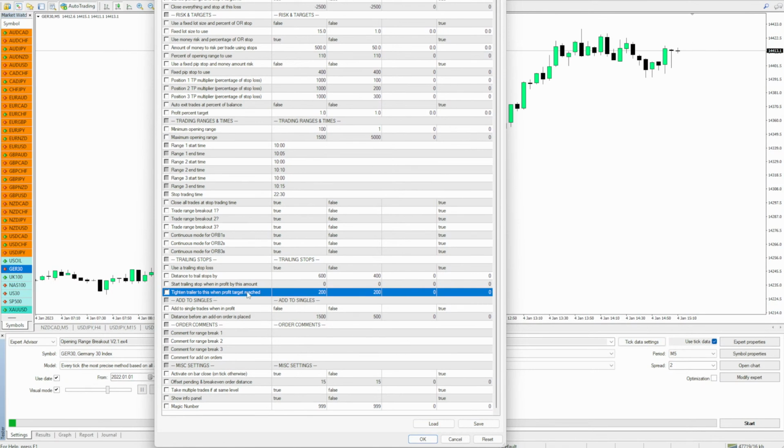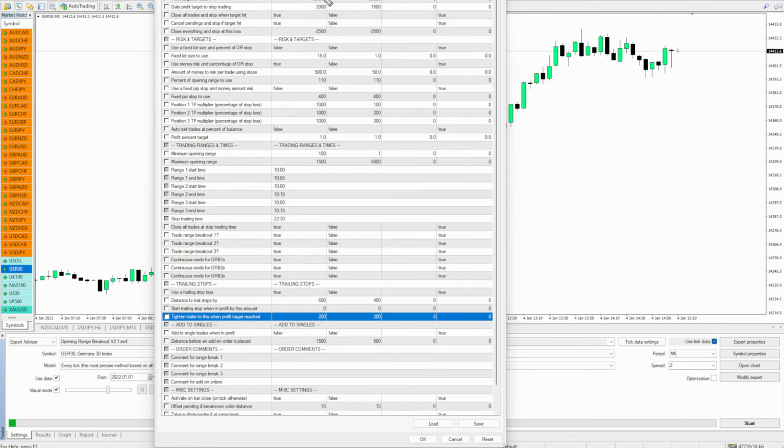Tighten trailer when profit target is reached. This setting here, when you get to your profit target, in this case $2,000, it will automatically tighten up your trailer. So in this case here, we've got a 600-point trailer. So when we move up here, it will start trailing by 600 points. If we get to our $2,000 here, what it will do is it will tighten that trailer up to 200.